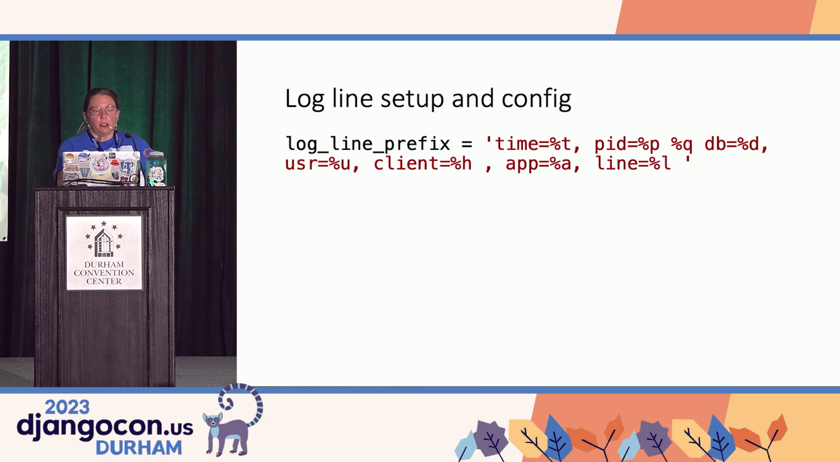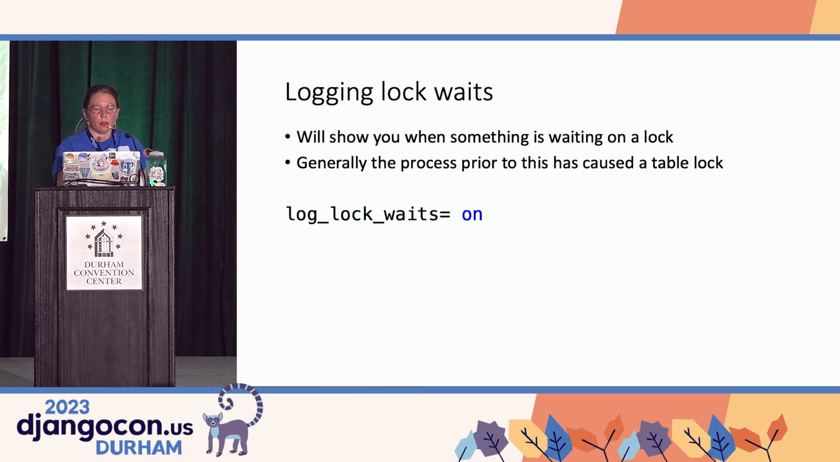And then you can tell Postgres what you want your logs to look like. You can set up a little prefix, and then that way they'll come out in the way that you want. And you can also log locks. So Postgres will lock tables for certain operations.